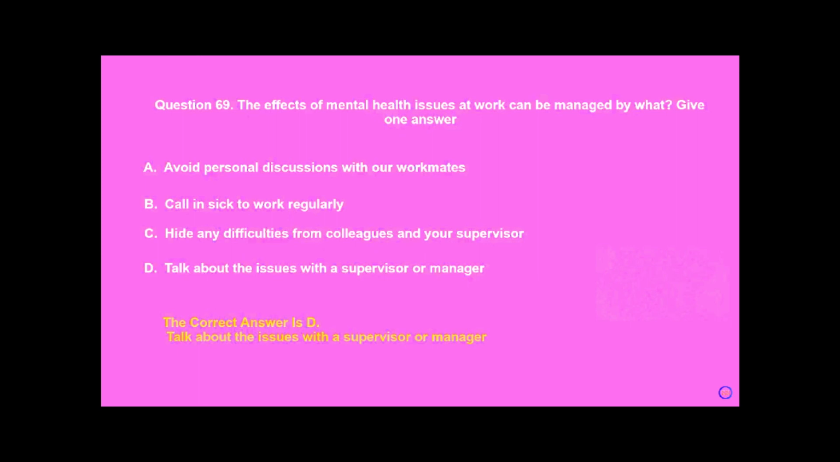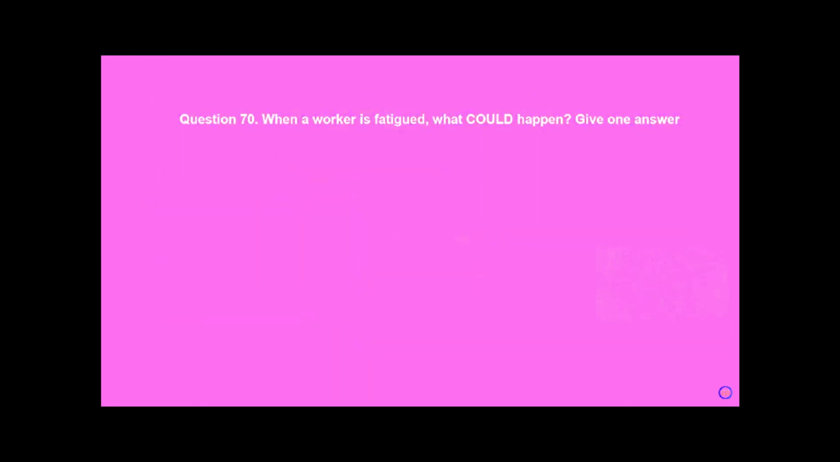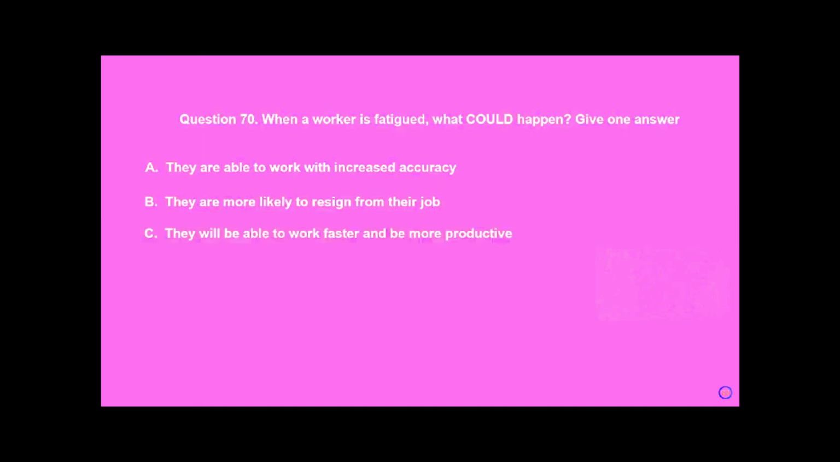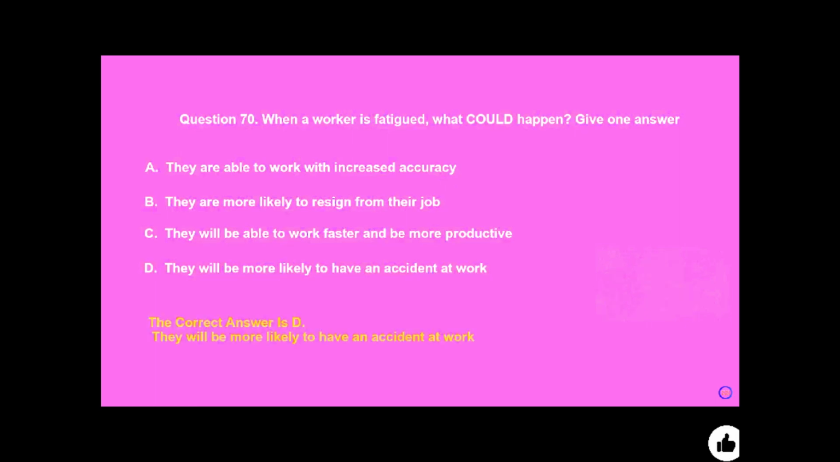Question 70. When a worker is fatigued, what could happen? Give one answer. A. They are able to work with increased accuracy. B. They are more likely to resign from their job. C. They will be able to work faster and be more productive. D. They will be more likely to have an accident at work. The correct answer is D. They will be more likely to have an accident at work.